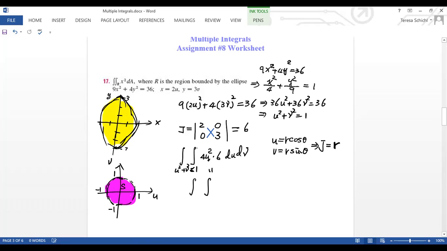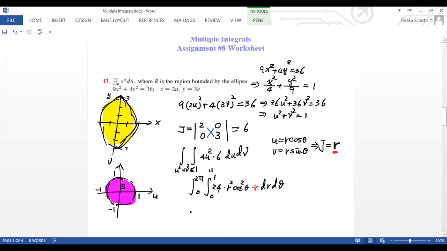Okay, so now let's finally change that. So 4u squared times 6, this is 24u squared. U is r squared cosine squared theta, correct? Don't forget to multiply by the other Jacobian, the Jacobian from the polar transformation. Now you can do dr d theta. What is r here? From 0 to 1. What is theta here? 0 to 2 pi. Okay, so it's very, very simple.